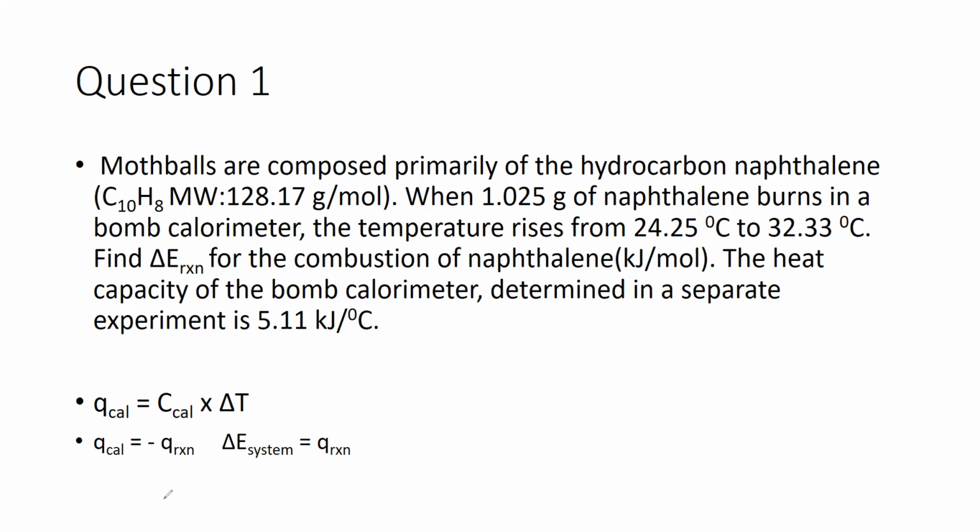So here are the equations you need to do. And there's a lot of moving parts. So let me just help you before I let you go at it, just to do some variables. Here, 5.11 kilojoules per C, that's the heat capacity of the bomb calorimeter. That's C cal.